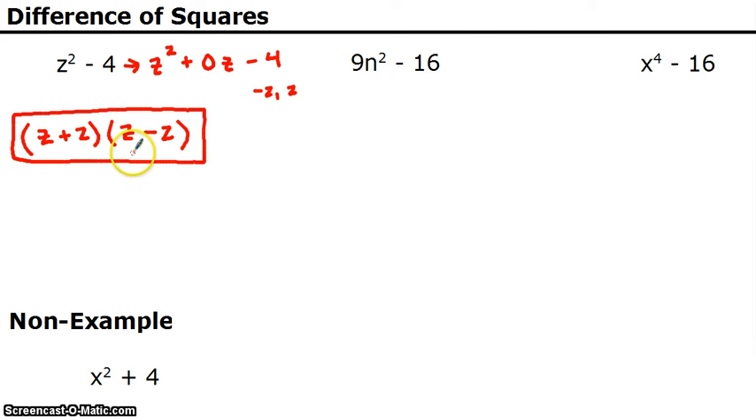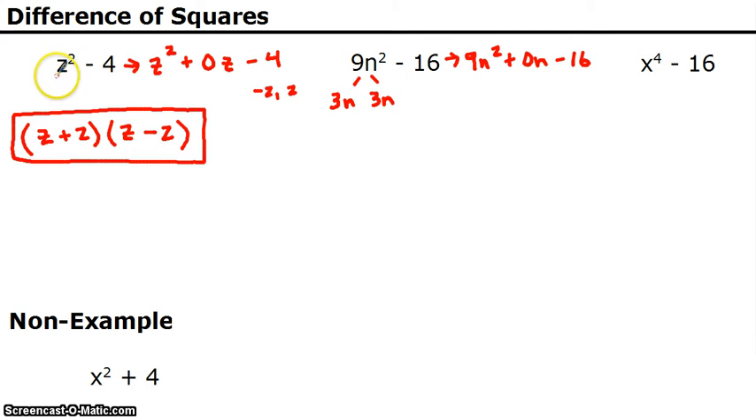All right, and then you can apply that pattern to other more difficult types. So this one would be 9n squared plus 0n minus 16. And this would be a little harder because we'd have to multiply the 9 times 16, which is a pretty big number, and then figure out exactly what two numbers work. But if you apply this pattern, 9n squared is a perfect square, 3n and 3n.